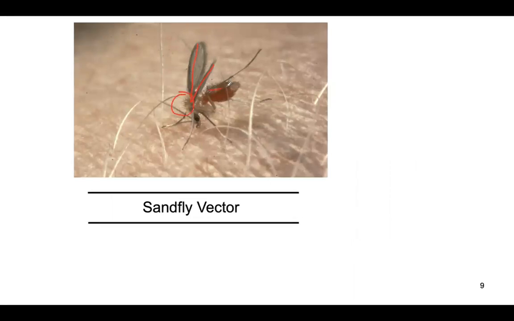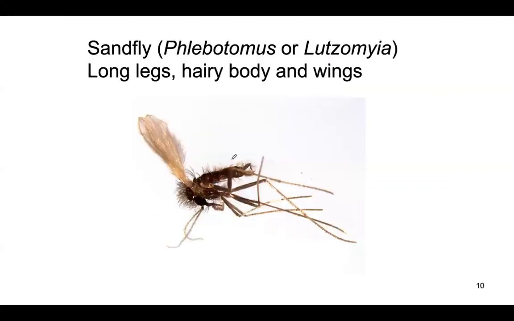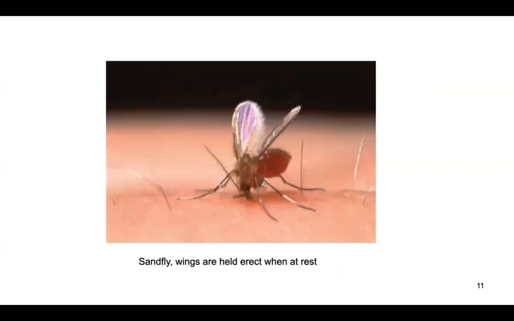From their bodies all the way to their wings, they're also very hairy. You could see more hairy situations here. They usually have very long legs and a hairy body and wings. This is another image of the sandfly, which is feeding from a human being, and it is full of blood, abdomen full of blood.